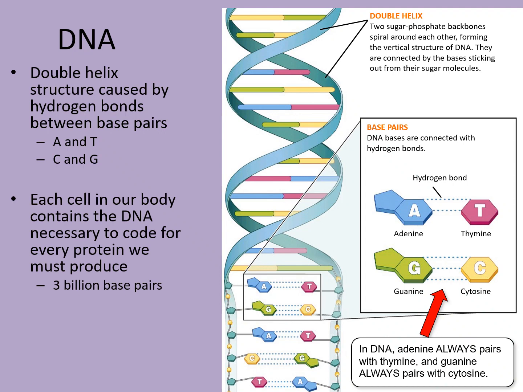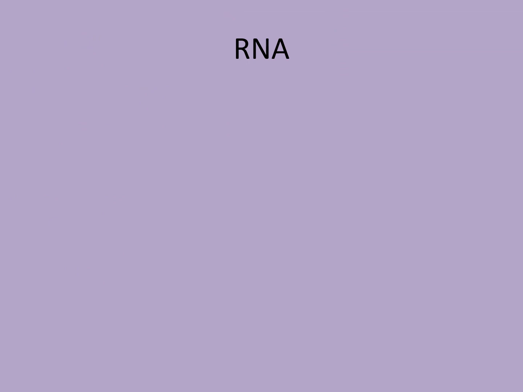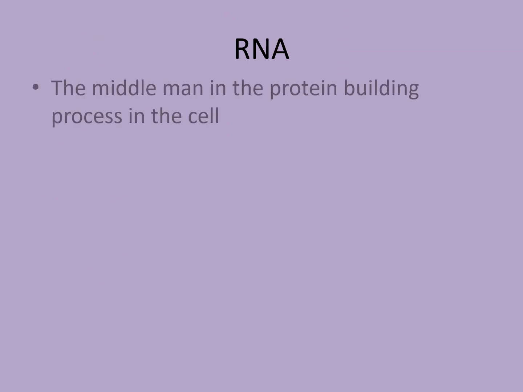Each cell in our body contains the DNA necessary to code for every single protein that we have to produce. And there can be 3 billion base pairs. Now, RNA, ribonucleic acid, is a little bit different. It's the middleman in the protein building process in the cell. In the central dogma of biology, it's DNA, RNA to protein. So RNA is the middle child.